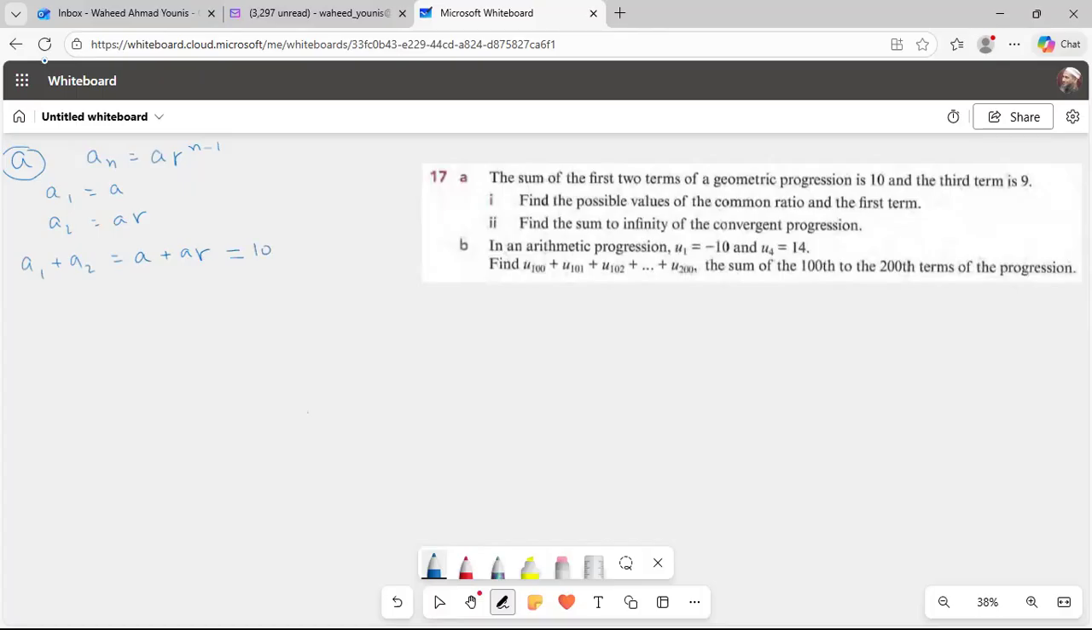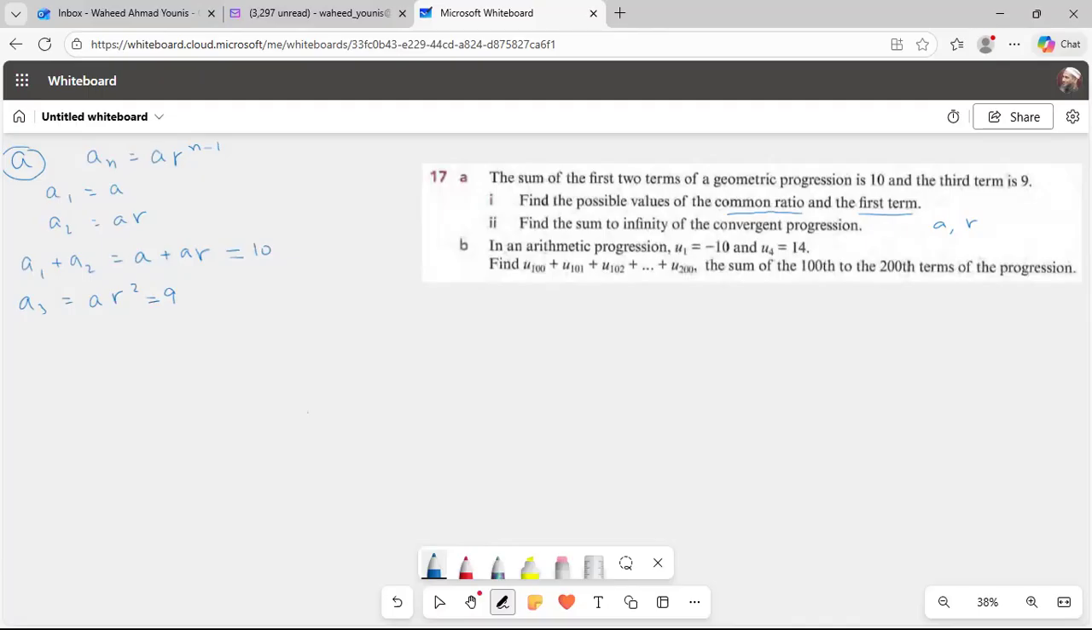And the third term, A3, is going to be A R to the power 3 minus 1, which is 2, and that is given as 9. Okay, we need to find the possible values for the common ratio, and the first term. So we need to find A and R.